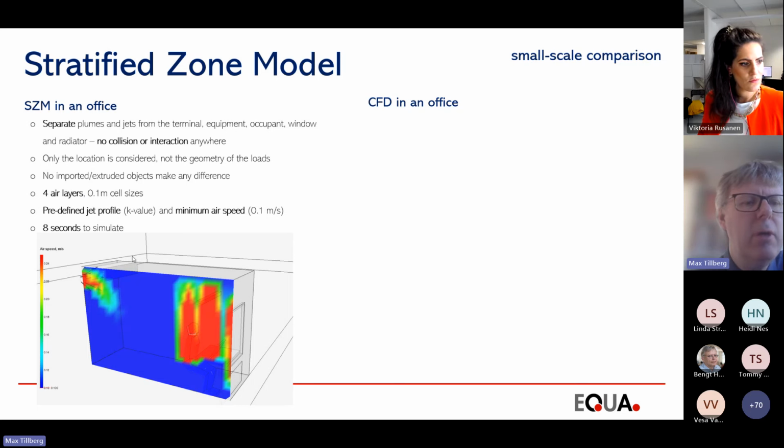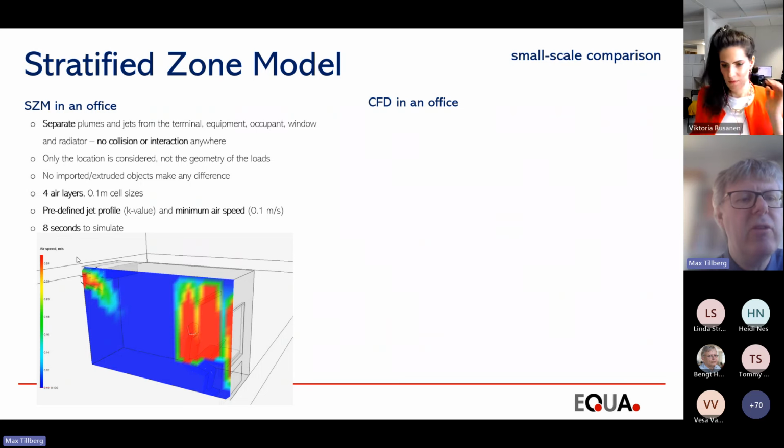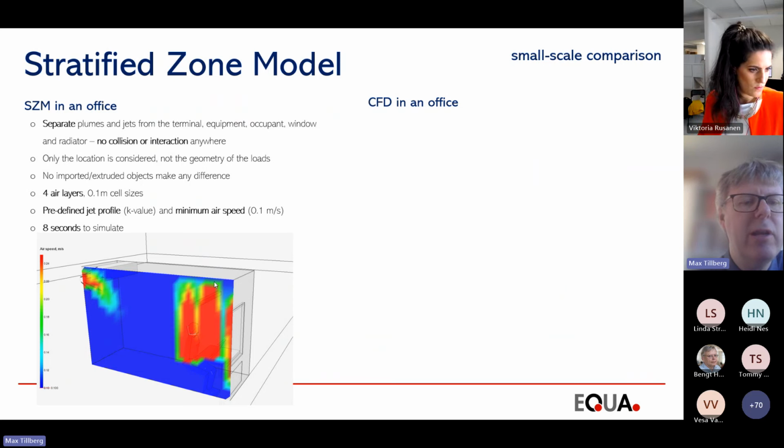In this simulation, we see the airspeed in the results. You see it's 0.3-ish in this area, and you can see this is a cold case. So you have the cold draft, and you have the upward streams from the radiator, and then you have the convective loads that generate airspeeds from these internal loads, and of course the supply terminal. In this case, it's defined as a jet. This is the model we are currently using in EDICE for the new zone model.